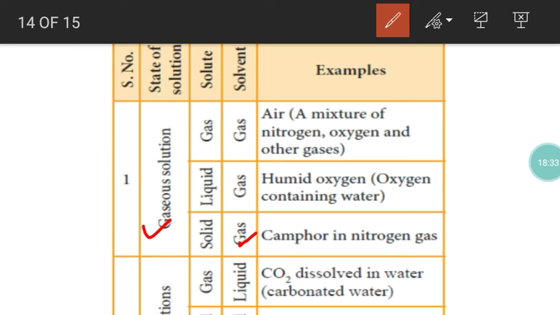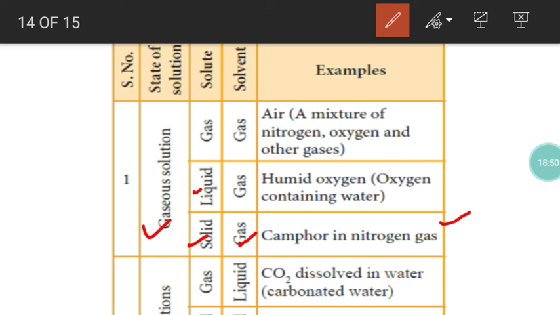First, solid in gas. Example, camphor in nitrogen gas. So if you take a smoke, dust particles will be present in the atmospheric air. This is a simple example of solid in gas. Camphor in nitrogen gas is an example of solid in gas.